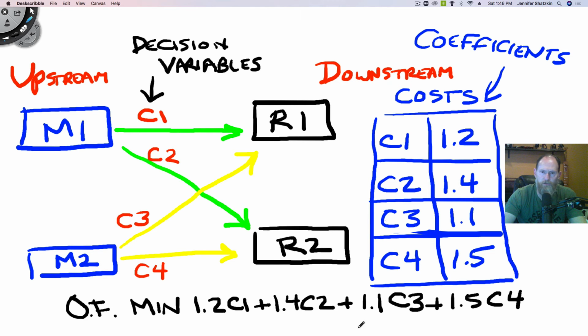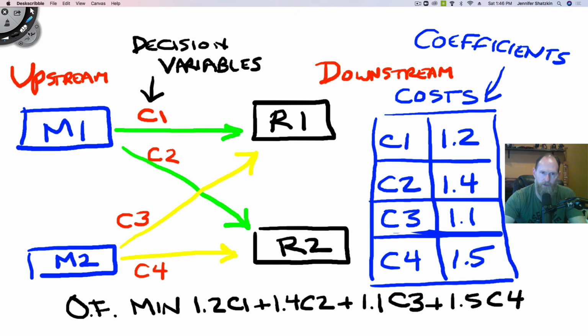Okay, so there's our objective function: minimize cost, and cost is defined by those respective values for the decision variables times their respective coefficients or costs. That takes care of variables, that takes care of coefficients. We have our diagram for our network. Now, we want to identify arguably the most important part, which is the constraints.